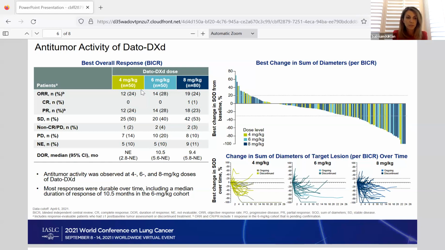So for me, when I see response rates of 24, 28%, even though technically those are not high numbers, it's almost doubling what we have now in terms of response rates in the second line setting. So it's much better than what we currently have as our option for second line. So for me, in order to get excited about a second line treatment option, I do want to see better objective response rates, and I do want to see better progression-free survival and durability of response.